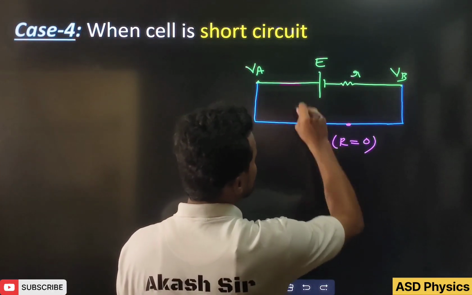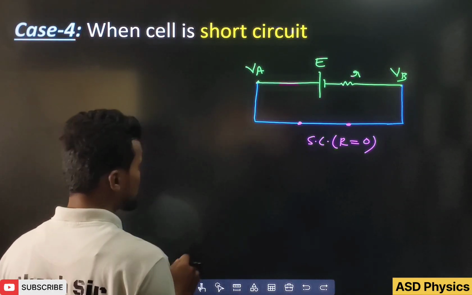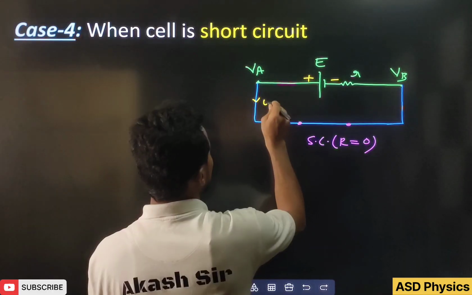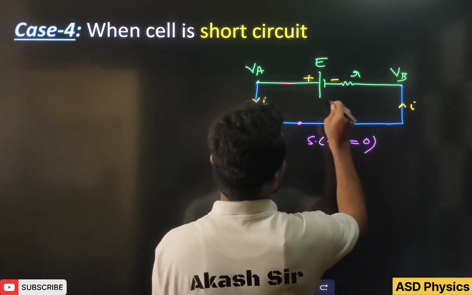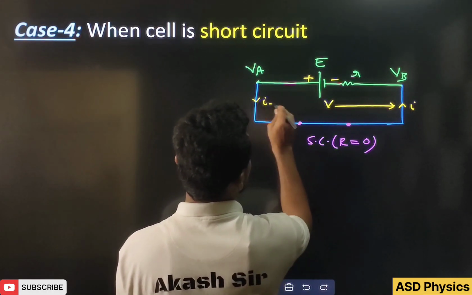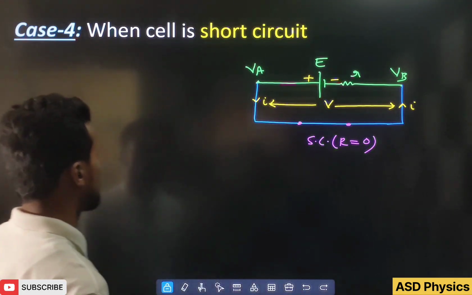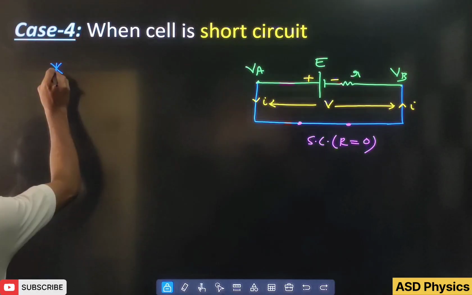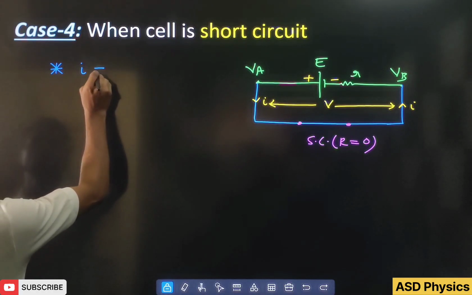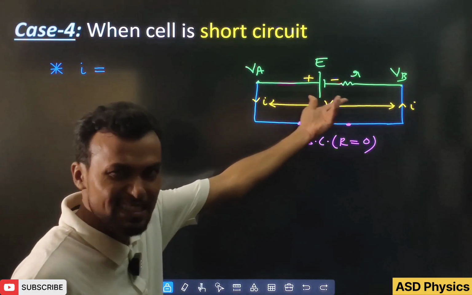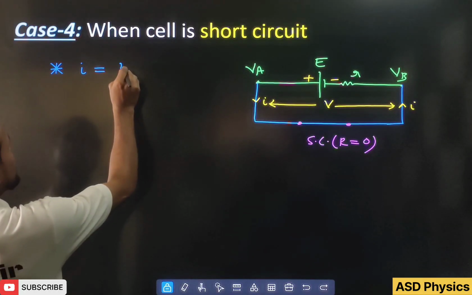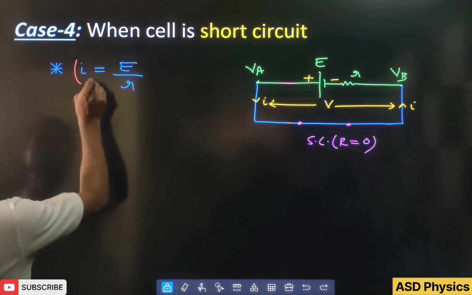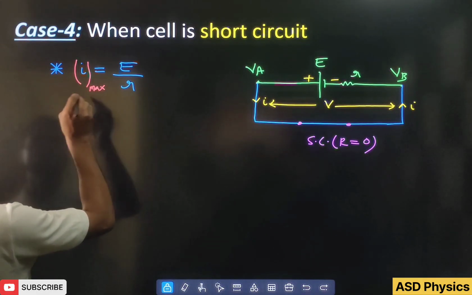But you can see the circuit is closed. So in this situation, this is plus, this is minus, so current will flow anyhow, this is I, and here also I, and this is the terminal potential difference V equal to VA minus VB. So first, if I write the current, EMF is E, resistance is only R, so we can write I equal to E by R.